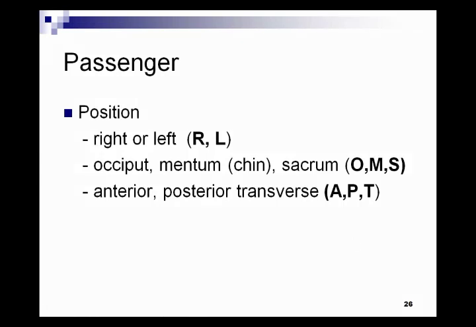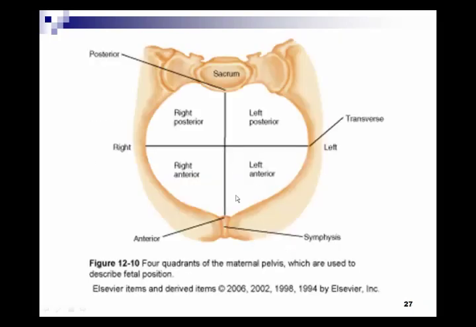Now to discuss positioning of the passenger. You'll notice three letters whenever they look at positioning. The first letter will always be right or left. Your second letter is the presenting part: it could be O for occiput, M for the chin if it's a face presentation, or S for sacrum for your breech deliveries. And then the part of the pelvis it's in: anterior, posterior, transverse, APT. I know that sounds very confusing, but we're going to explain it.